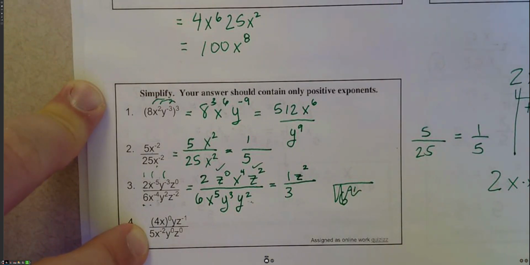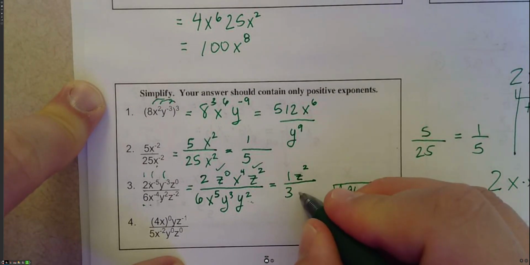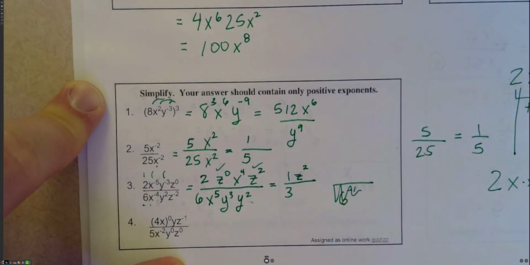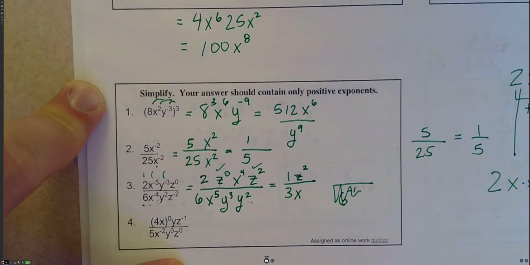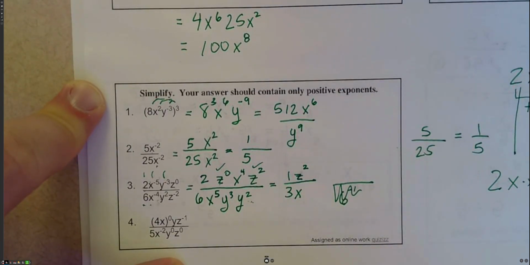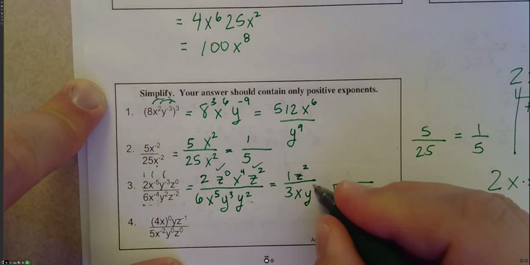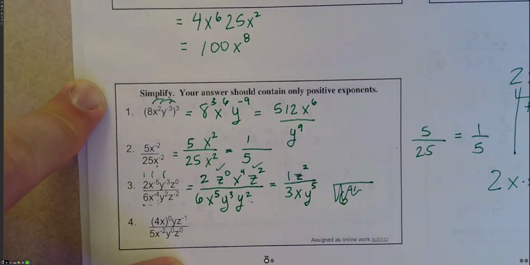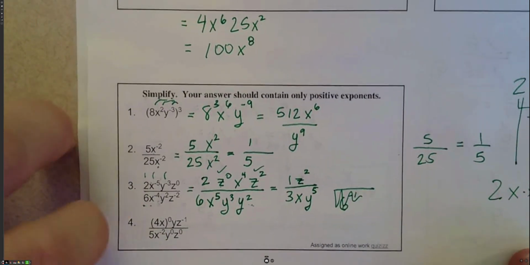X's. X is winning, top or bottom? Bottom. By how much? 5? No, 1. So it'd be X to the first. I don't have to put the 1 there. Y winning top or bottom? Wait, there is no 1 at the top. Correct. So it's winning in the bottom by how much? 2? 3? Nope, 5. Oh, there's 2 ones. That's my answer.